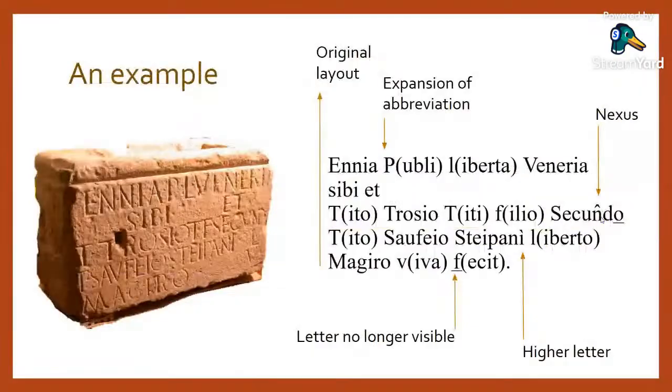And then, yes, here we have the letter no longer visible. So we underline a letter that some manuscripts before us might have transcribed, but perhaps this letter is no longer visible. So we mark it so that the reader can notice it with an underline.